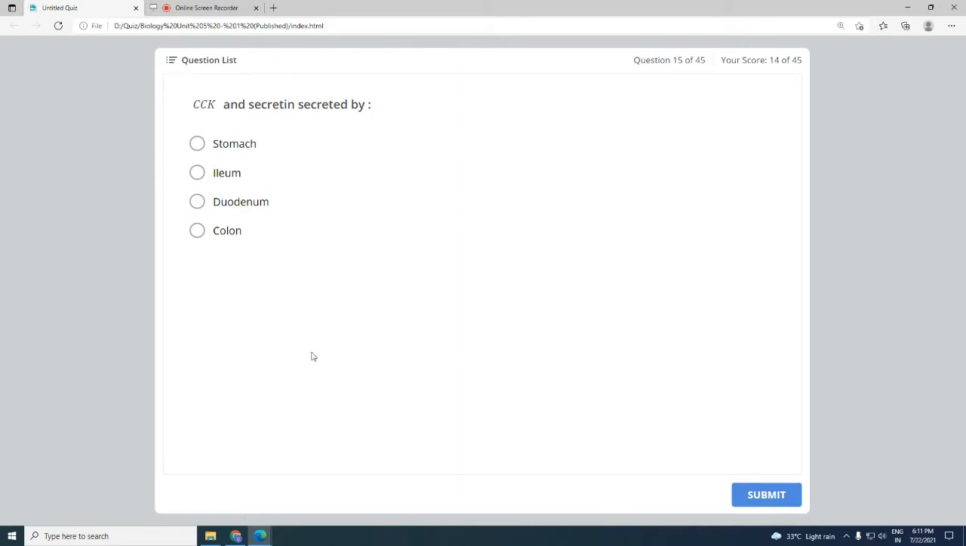CCK and secretin are secreted by which part of the body? Stomach, ileum, duodenum, colon. Which is the right answer? Option C, duodenum, is the right answer.